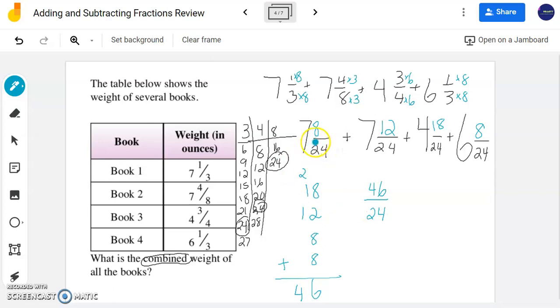And now let's just add my whole numbers together. 7 plus 7 is 14. 14 plus 4 is 18. And 18 plus 6 is 24.